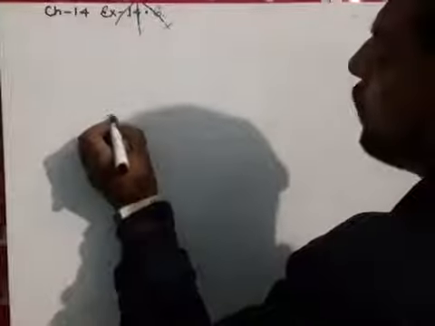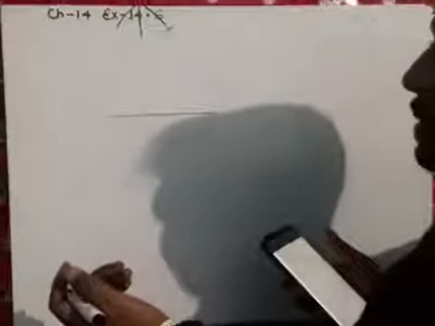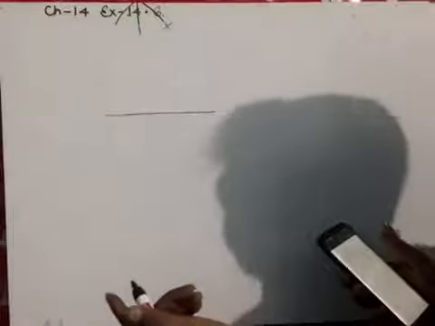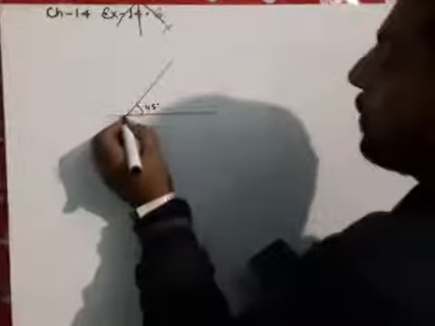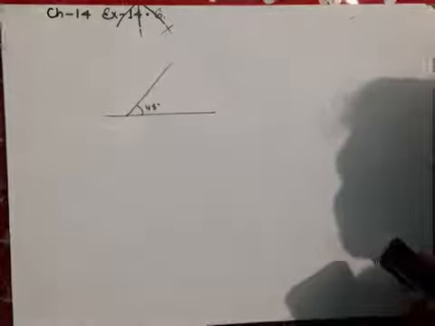Draw an angle of measure 45 degrees and bisect it. Here, no foundation is given for how to draw the angle. You can draw it by protractor or by compasses. It's your choice. First of all you have to draw an angle of 45 degrees. Suppose this is the angle of 45 degrees, and now you have to draw the bisector of this.